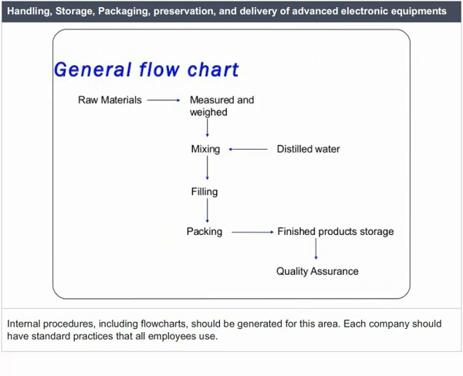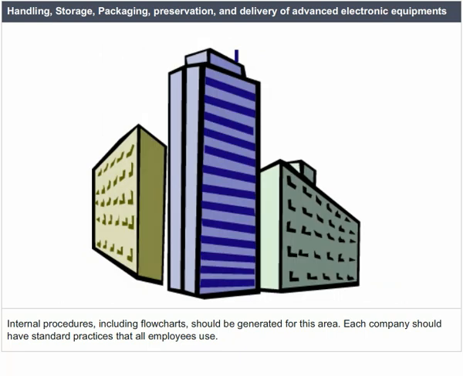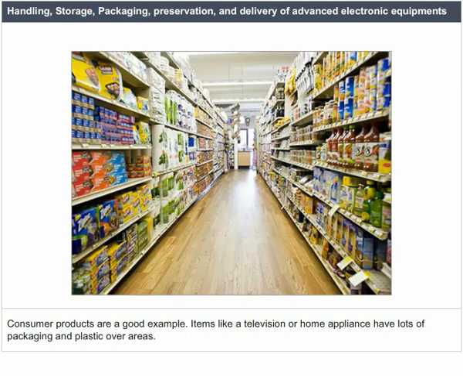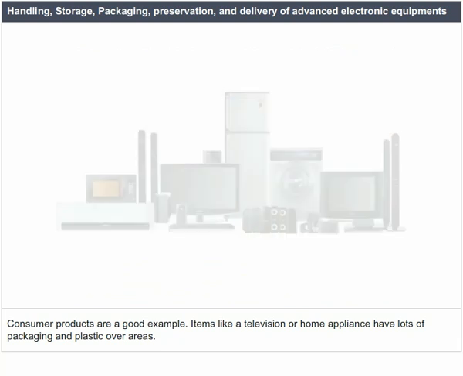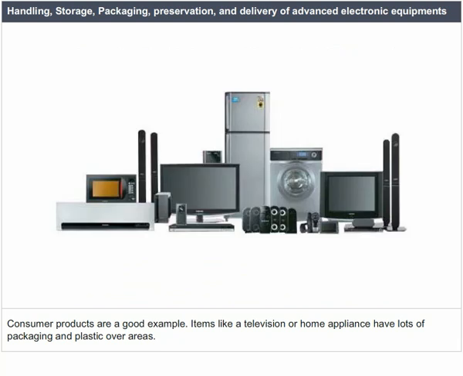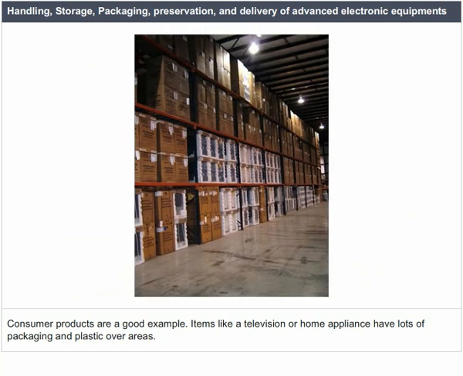Internal procedures, including flowcharts, should be generated for this area. Each company should have standard practices that all employees use. Consumer products are a good example. Items like a television or home appliances have lots of packaging and plastic over areas.